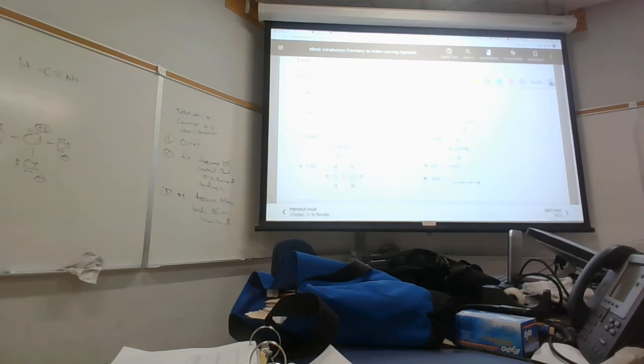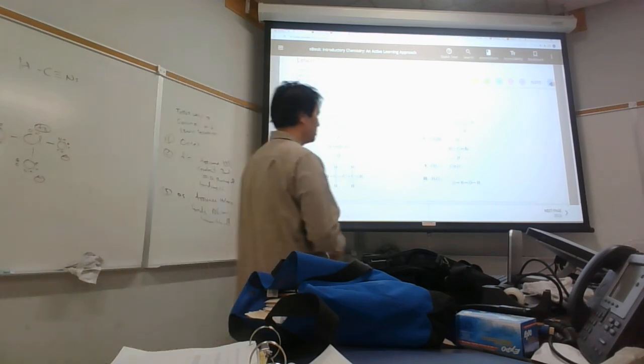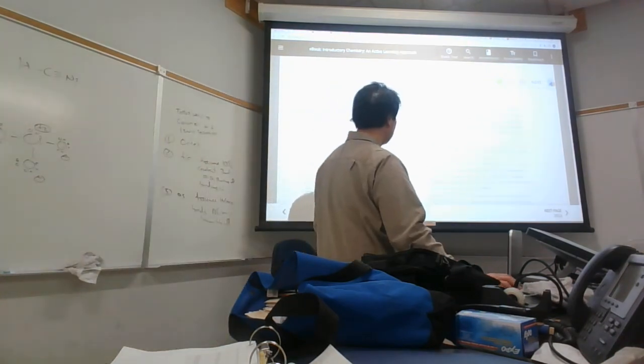Carbon loves to bond to itself, but oxygen doesn't. And so this is an unstable bond. This is called a peroxide bond. Peroxide bonds are easy to break. And so this would be hydrogen peroxide. So avoid forming peroxide bonds unless absolutely necessary. In this case, it's absolutely necessary. No choice.